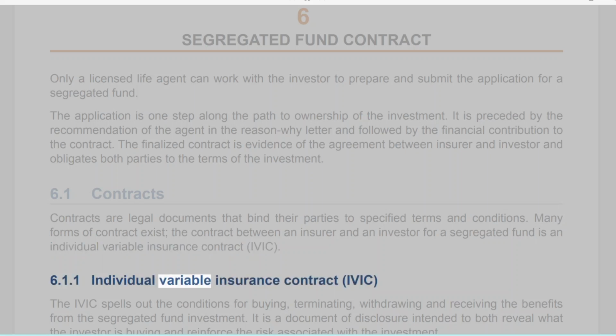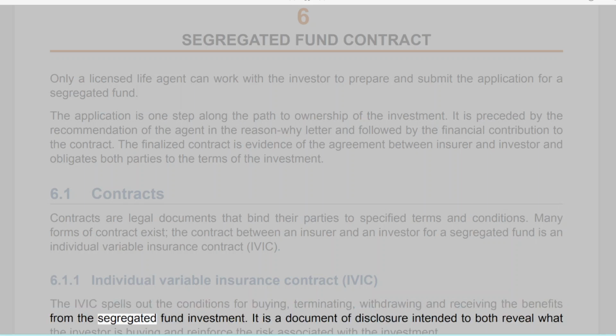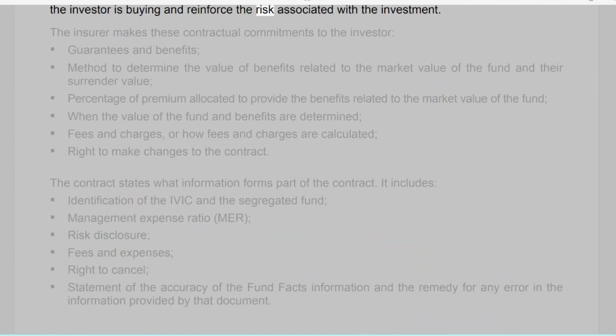6.1.1 Individual variable insurance contract, IVIC. The IVIC spells out the conditions for buying, terminating, withdrawing and receiving the benefits from the segregated fund investment. It is a document of disclosure intended to both reveal what the investor is buying and reinforce the risk associated with the investment. The insurer makes these contractual commitments to the investor.